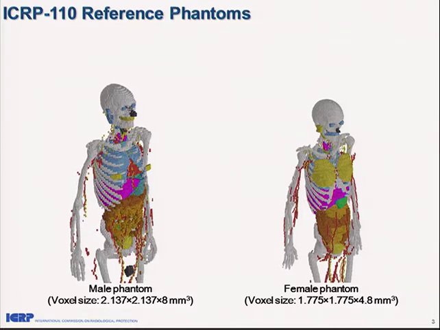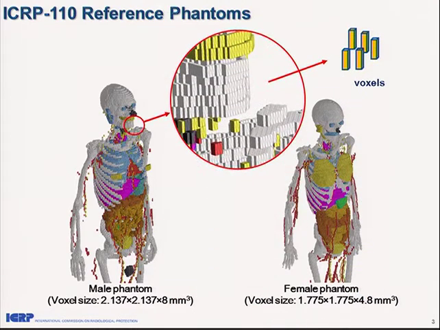This is because in these phantoms, the organs and tissues are defined by voxels, and the problem is that the voxels are not small enough. For the male phantom, the voxel size is about 2 millimeters by 2 millimeters by 8 millimeters, and for the female phantom, the voxel size is a little bit better, but still about 2 millimeters by 2 millimeters by 5 millimeters. With these large voxels, some organs or tissues cannot be properly modeled because of the size.